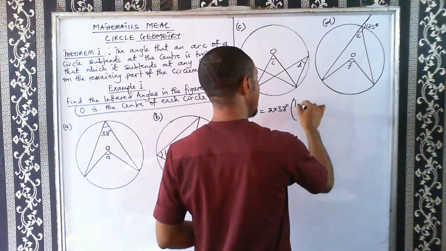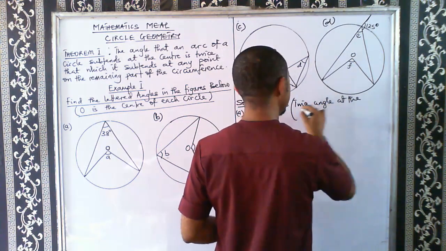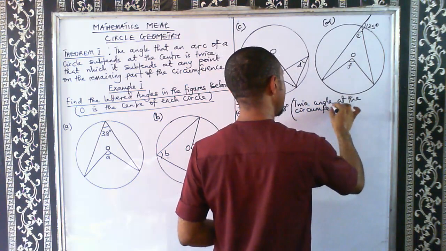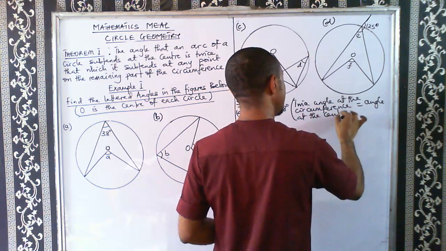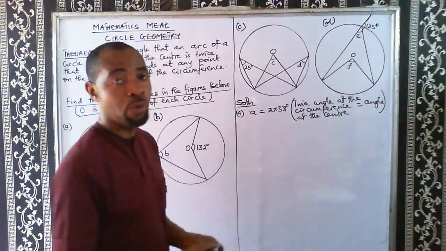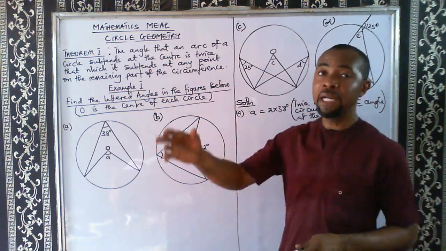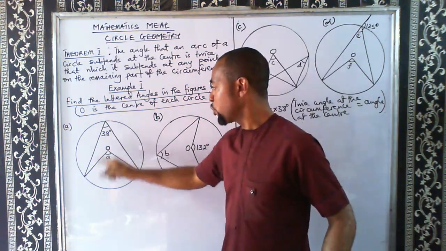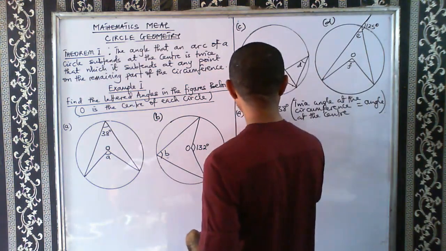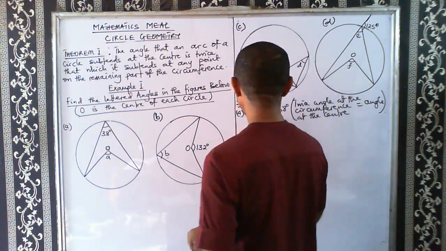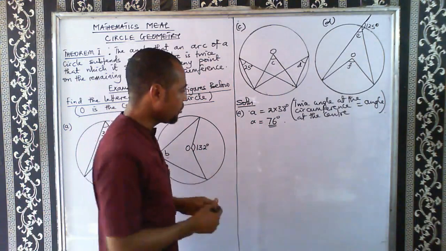Reason: twice the angle at the circumference equals the angle at the center. In short form, subtended by the same arc. Remember, the emphasis is on subtended by the same arc. That means the two angles must originate from the same arc for this rule to exist. So A is equal to 2 times 38, which gives 76 degrees. So A is equal to 76 degrees. It's that simple.